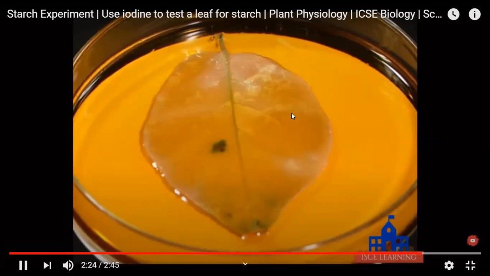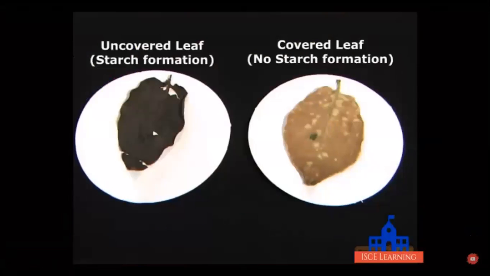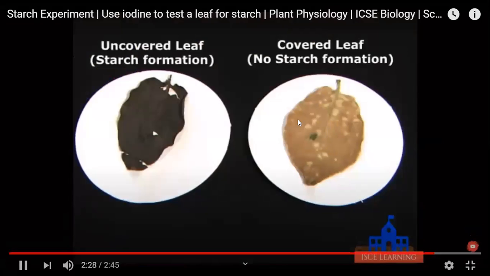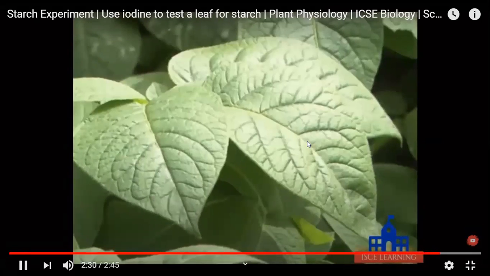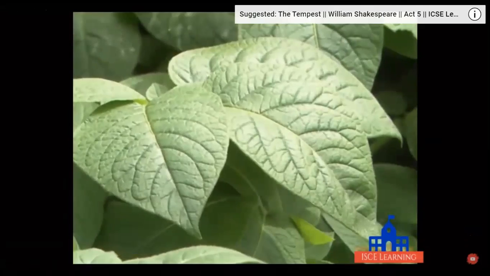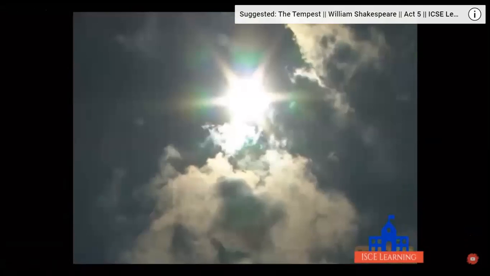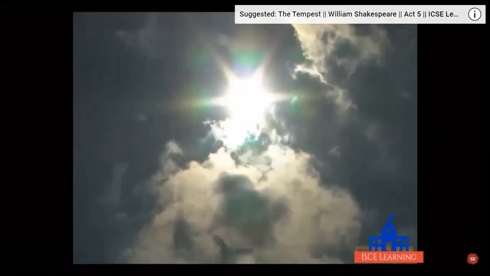Since the covered leaf did not receive the sunlight, no starch is formed in it. So, it is inferred that plant manufactures starch in the presence of sunlight by the process of photosynthesis.